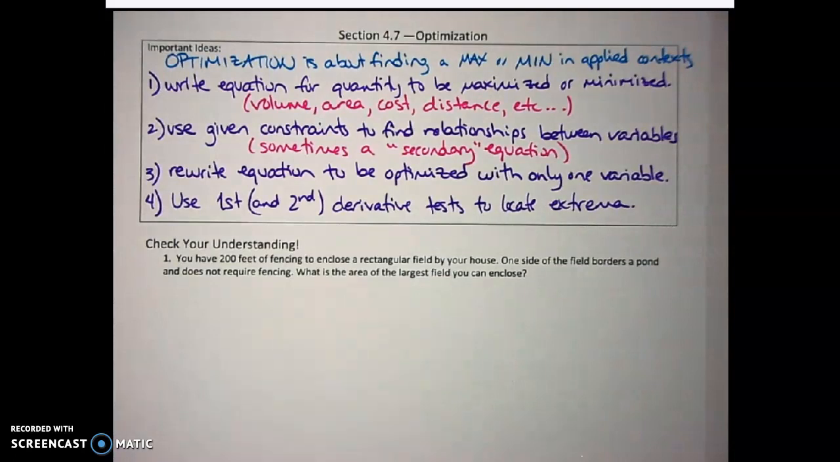Example number 1. You have 200 feet of fencing to enclose a rectangular field by your house. One side of the field borders a pond and does not require fencing. What is the largest area of the field you can enclose? First thing you want to do, in my opinion, is always draw a picture. It helps you see what you've got.